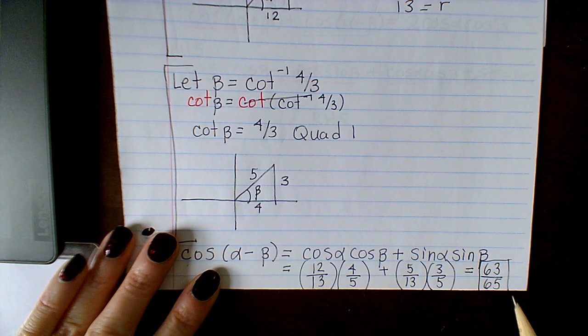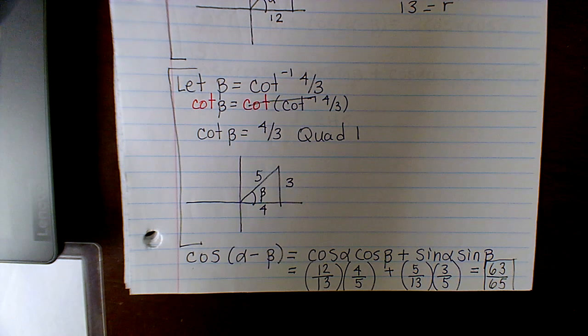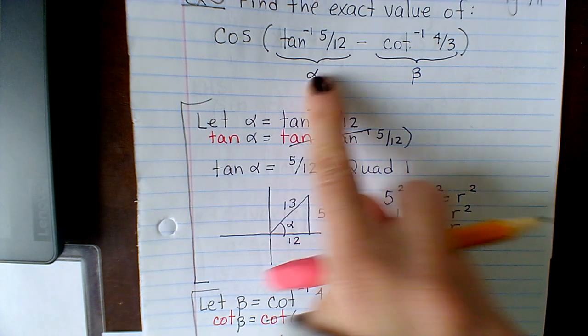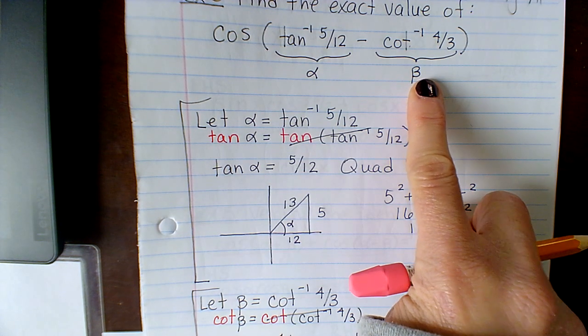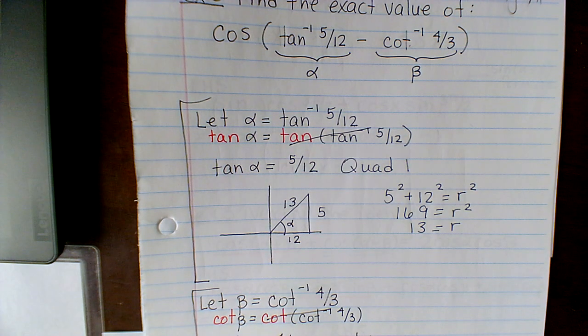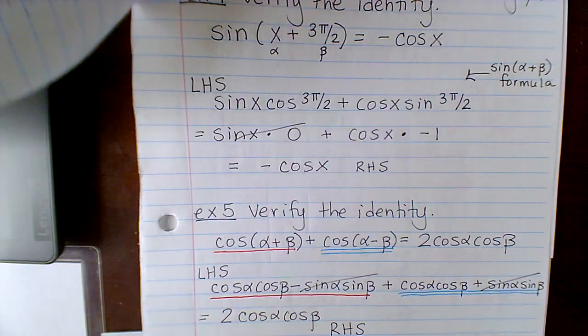Multiply those two fractions together, add them up, we get 63 over 65. The tough part of this one is knowing what to do with those inverse trig functions, that you have to do two different triangles here, and then you have to utilize that cosine alpha minus beta formula. That's what makes this one trickier.